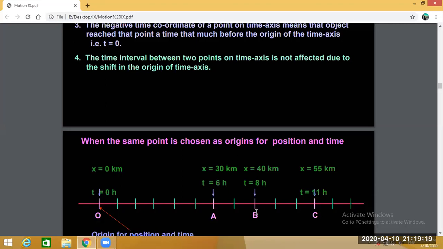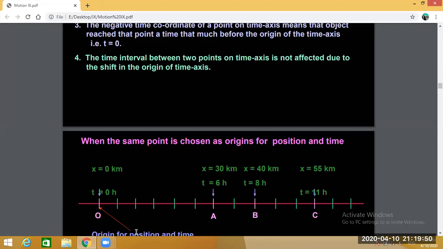Similarly, what is the distance traveled by the object when it goes from A to B? You just do it like that: distance traveled by the object from O to B minus distance traveled by the object from O to A. And obviously this is equal to 40 kilometer minus 30 kilometer, that is 10 kilometer.